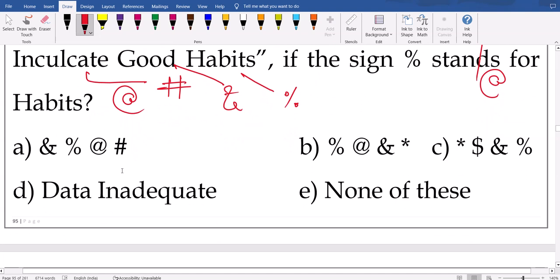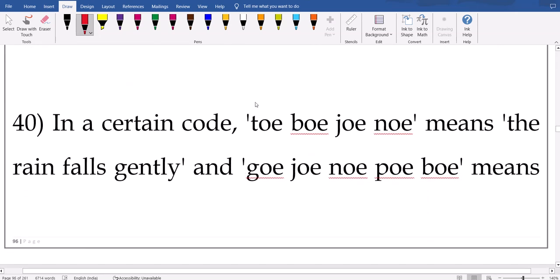When none of these options fit, then we can think about it. They have given a none option also, so you can go with E. Position disturbance is there. Fine. So let's go for the next question.